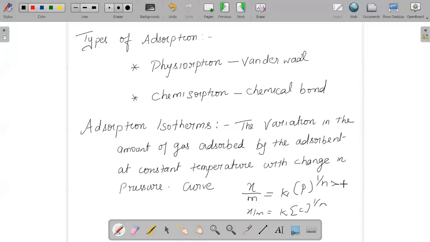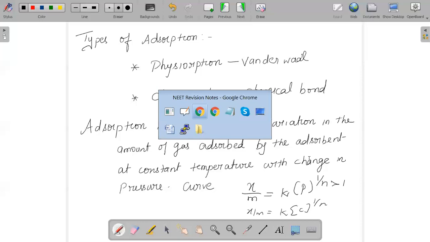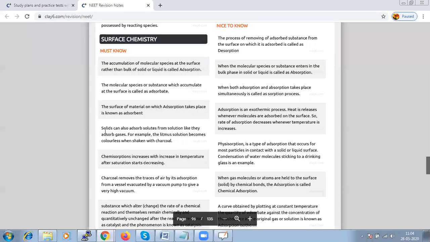So what are the places where we use adsorption? Solids can also adsorb solutes from solution like they adsorb gases. For example, litmus solution becomes colorless when we shake it with charcoal. Chemisorption increases with increase in temperature; after saturation, it starts decreasing. Another important use: charcoal removes traces of air by adsorption from a vessel evacuated by a vacuum pump, to give a very high vacuum.